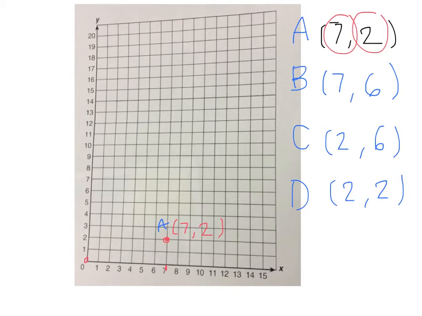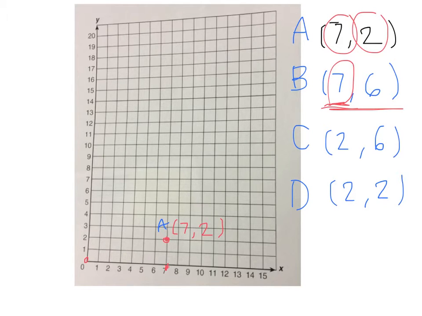Okay, so B is 7, 6. Is the 7 on the x or the y axis? X. And x moves which direction? Left and right. So how many spaces should I move to the right for point B? 7 spaces. Okay. Is that point B right there at 7? What else do I have to do?